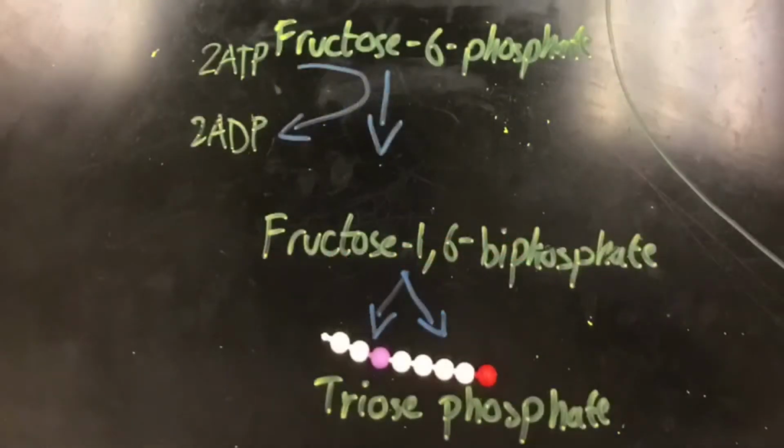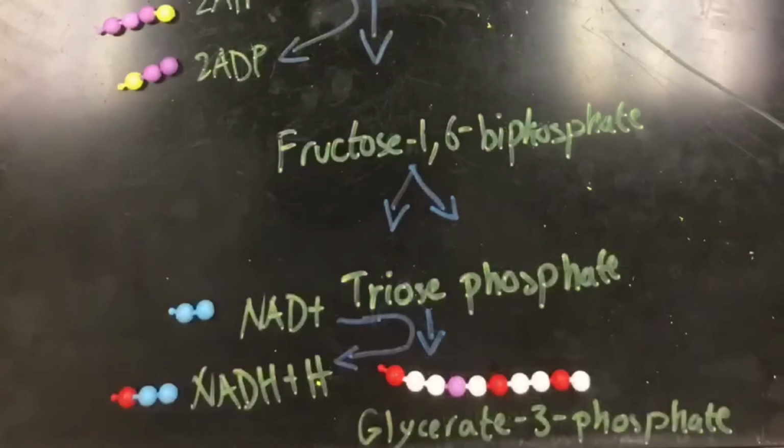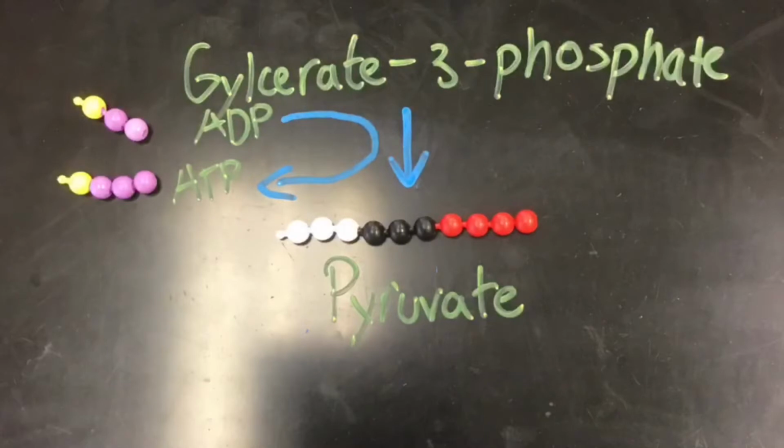Then the fructose is converted to 2 triose phosphate molecules, and here NAD+ becomes NADH. Each triose molecule then becomes a glycerate 3-phosphate molecule, and each glycerate 3-phosphate molecule becomes a pyruvate molecule, and here ADP is converted to ATP.